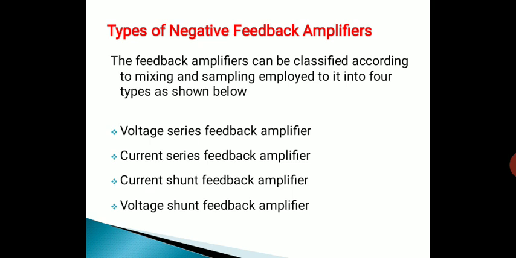We can classify feedback amplifiers into four different types depending on how the output sample is taken and how the feedback signal and the input signal are mixed at the input. That is, according to the mixing and sampling employed, we can classify feedback amplifiers into four types: voltage series feedback amplifier, current series feedback amplifier, current shunt feedback amplifier, and voltage shunt feedback amplifier.